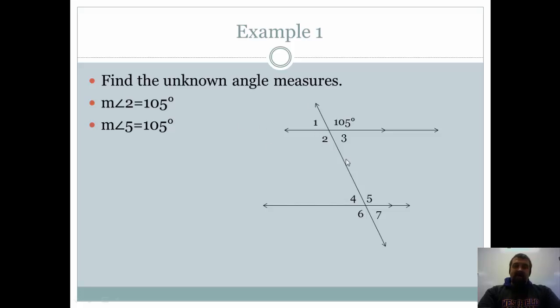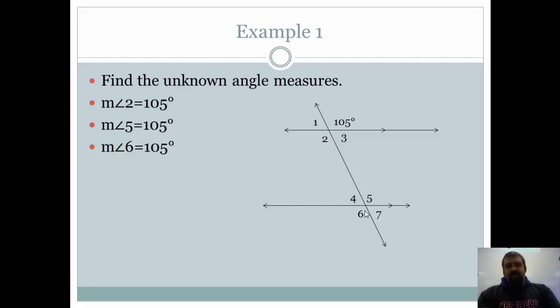Now that I have angle 2 and angle 5 figured out, I could choose the corresponding angles postulate again to get angle 2 being congruent to angle 6 to figure out angle 6. However, let's use alternate exterior angles. So 105 and 6 are alternate exterior angles because of their location. Alternate exterior angles are congruent, therefore measure of angle 6 is 105 degrees. Alright, at this point I know 2, 5, and 6. They're done. Now I need to get 1, 3, 4, or 7.